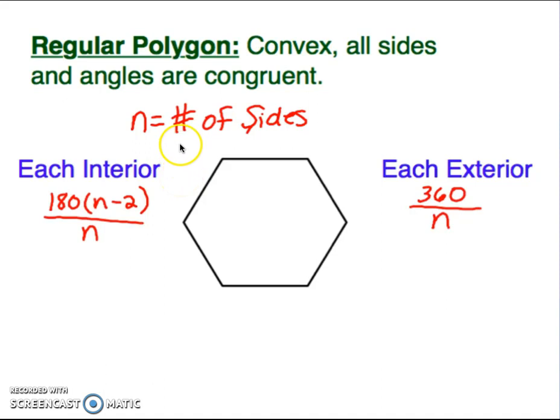So I can mark it like this. I can mark each side, 1, 2, 3, 4, 5, 6. And I know that all of those sides are equal. They're exactly the same. And the angles on the inside are exactly the same, so I can mark them like this, showing that each angle is congruent.